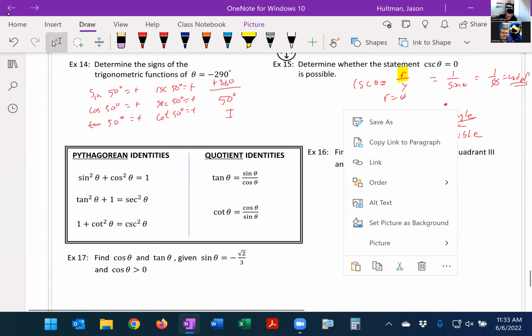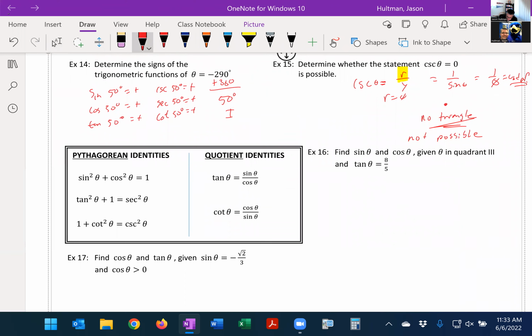Okay, example number 16. Find the sine of theta and cosine theta given theta in quadrant 3 and tangent is 8 over 5. Okay, so we're saying that theta is in quadrant 3. So what does that mean? It means that it's over here somewhere in quadrant 3.